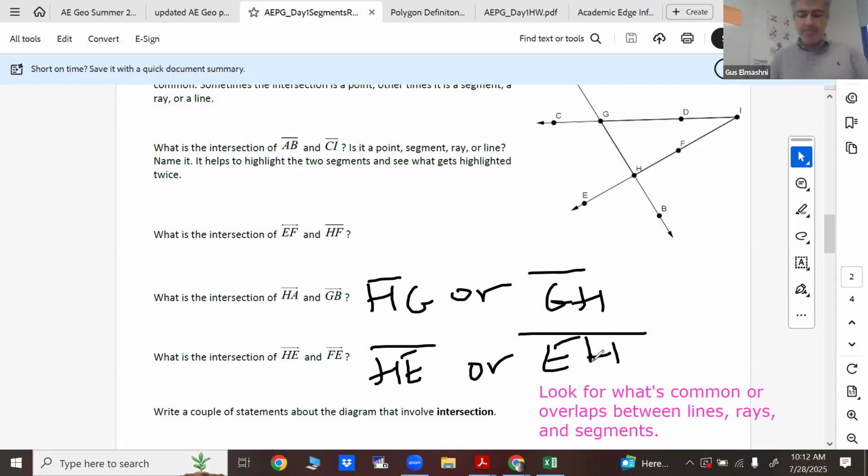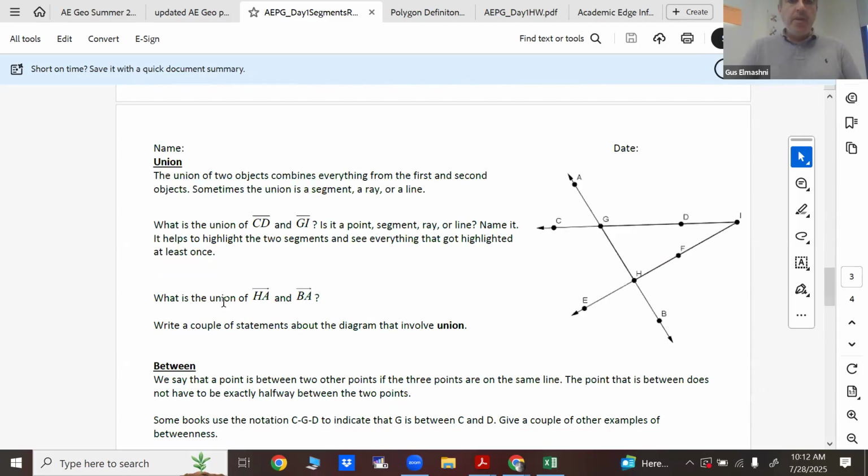All right, let's keep moving. Okay, union. Union is basically when you're looking at the combination of everything from the first and second objects. So sometimes union is a segment, a ray, or a line. One good way to think of a union, you could think of a marriage, right? Isn't a marriage a union, right?